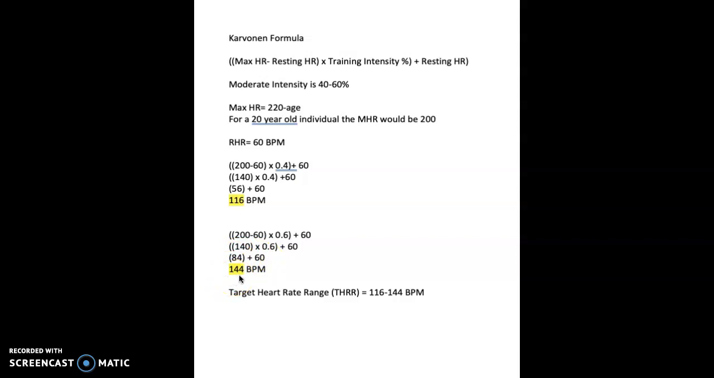So that is the high end of that range, meaning when we talk to our patient and we're telling them where we want their heart rate to be during their cardiorespiratory workout, after their warm-up, we want them to keep their heart rate somewhere between 116 and 144 beats per minute. That is how you use the Karvonen formula to determine heart rate range, target heart rate range for exercise prescription.